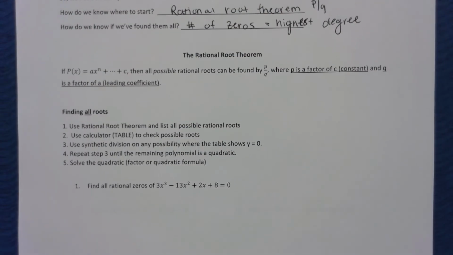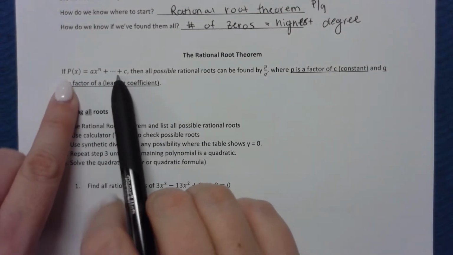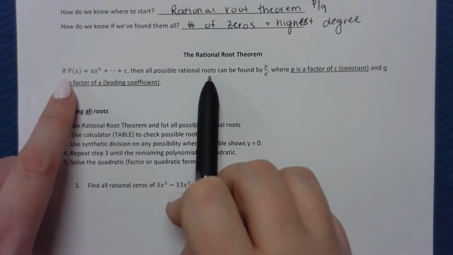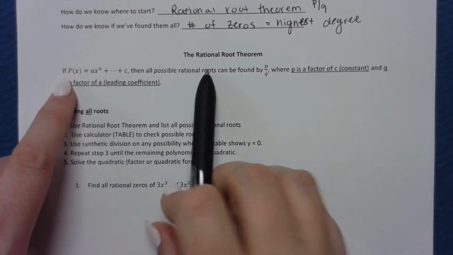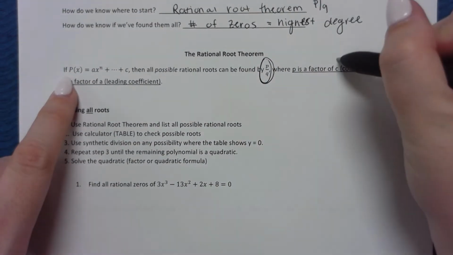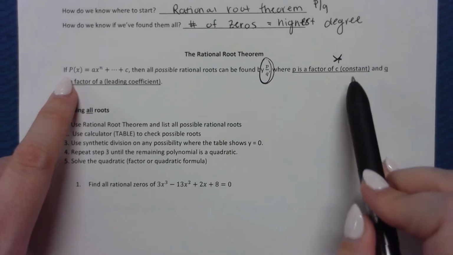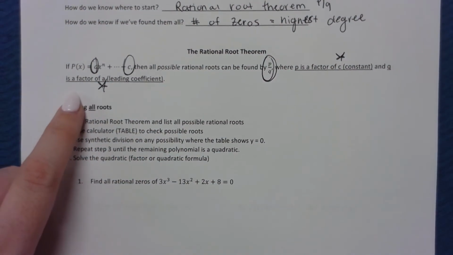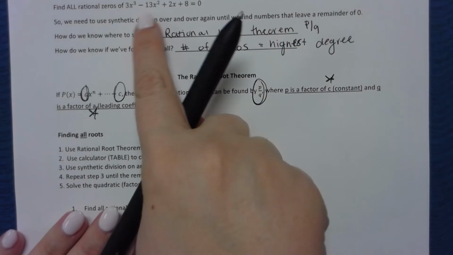So the rational root theorem says that if we have a polynomial, we could list all the possible rational roots, not all of the answers, just all the possible rational roots, which can be found by doing P divided by Q. Now P is the factor of the constant, this guy, and Q is the factor of the leading coefficient, which is this guy.